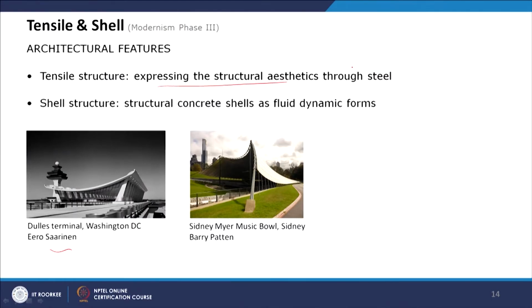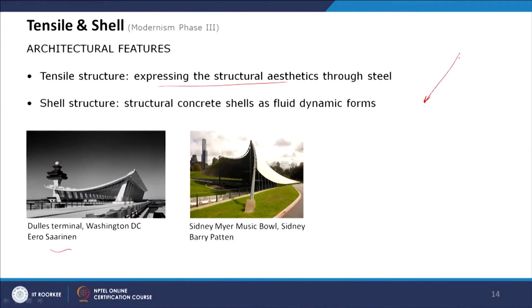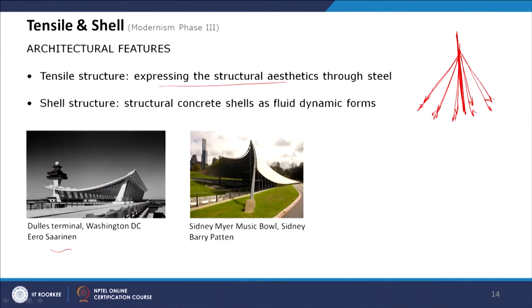But many of the other examples that fall under this form and function are not shell structures, although the majority of the components are shell structure and tensile structure. Now, tensile structure, as we were discussing, is an expression of structural aesthetics through steel. Steel is the main element, and as steel has very good capacity for taking tensile load, this tensile structure will generally have a steel mast which will hold, and there will be a lot of steel strings which will hold the structure, and this is how the form of the tensile structure is created.